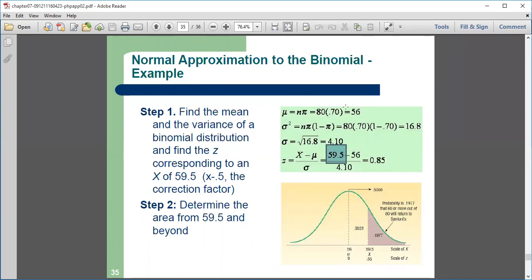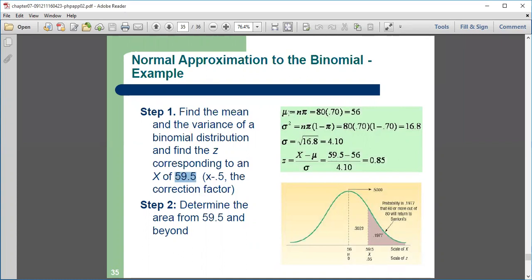After getting the probability, we will follow these two steps to do the normal approximation to binomial. The first one is to find the mean and the variance of the binomial distribution, and find the z corresponding to an x of 59.5. So here you can see that we are using the correction factor. We are subtracting the 0.5 from the x value, which was 60.